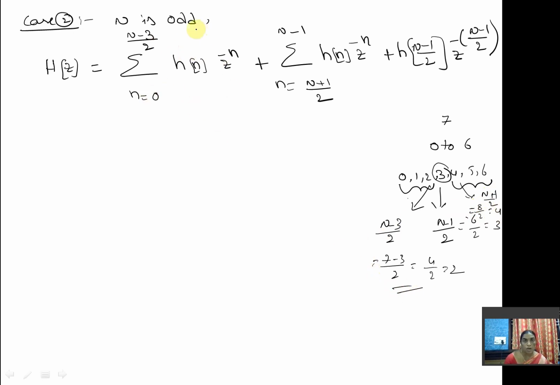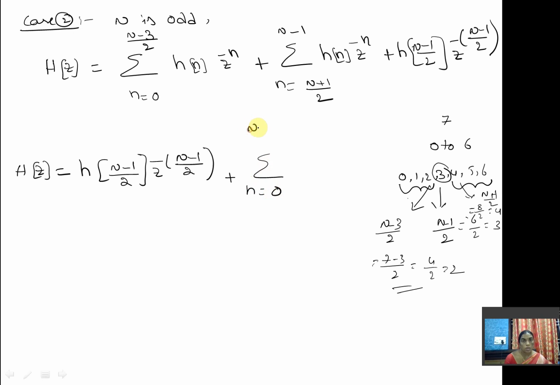So for n is odd, now here to split this particular h of z equation, use three terms: first half, then last half, and then here is the middle one. So the middle one is here h of n minus 1 by 2 z power minus of n minus 1 by 2. Okay, now here also as in the previous case, apply the linear phase FIR filter property. So here is the first term, I am writing the middle term here like this.